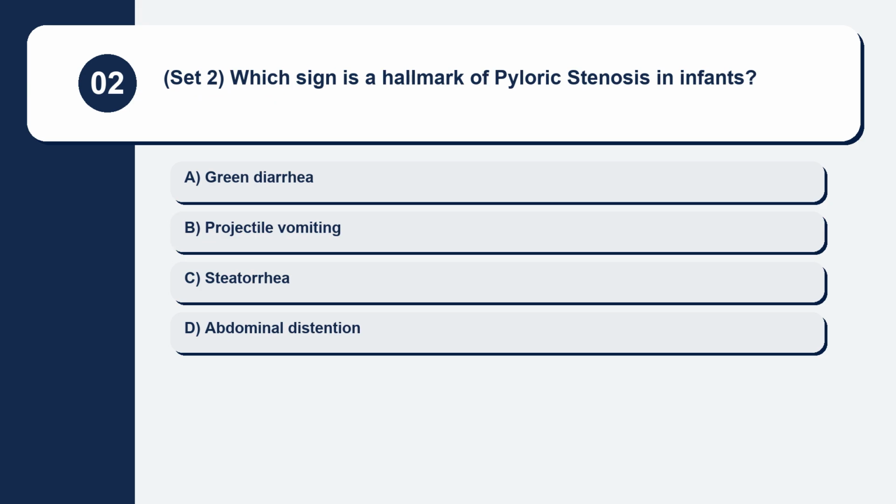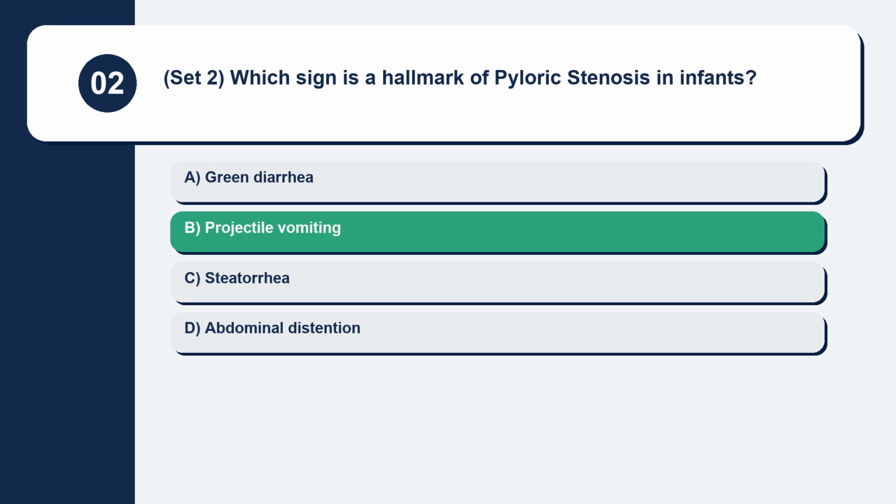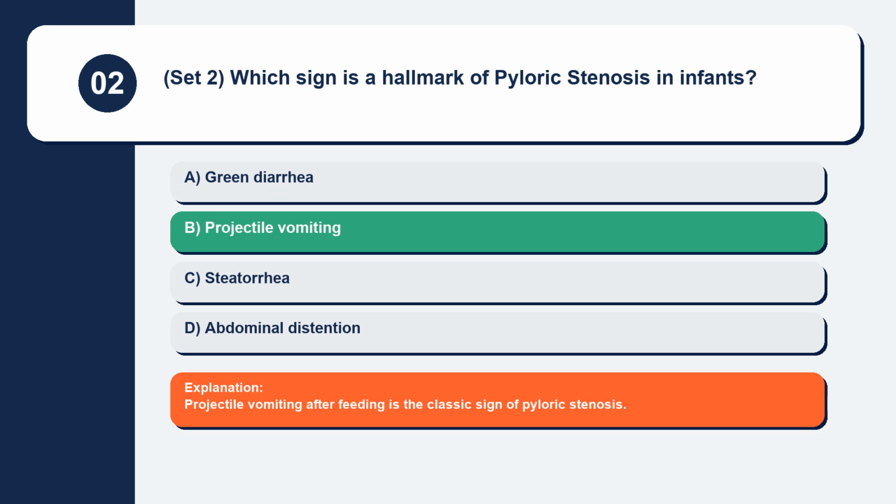Question 2. Set 2. Which sign is a hallmark of pyloric stenosis in infants? Green diarrhea, projectile vomiting, steatorrhea, abdominal distension. Projectile vomiting after feeding is the classic sign of pyloric stenosis.